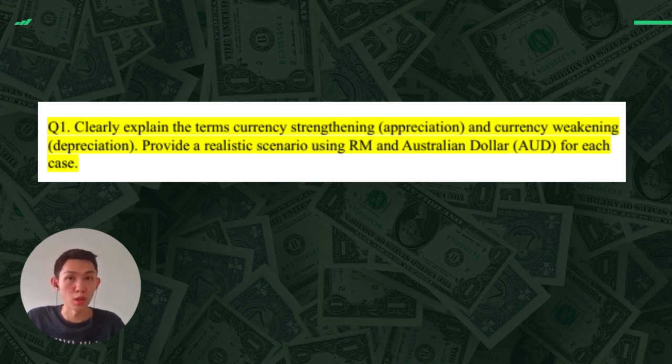For question 1, we are asked to explain the meaning of currency strengthening and currency weakening. Currency strengthening is when the value of the currency increases, so that the currency exchanges for more of the other's currency. So we can use less money to exchange for another currency.